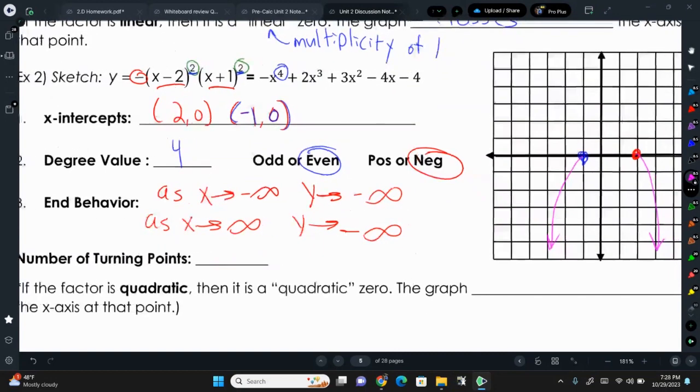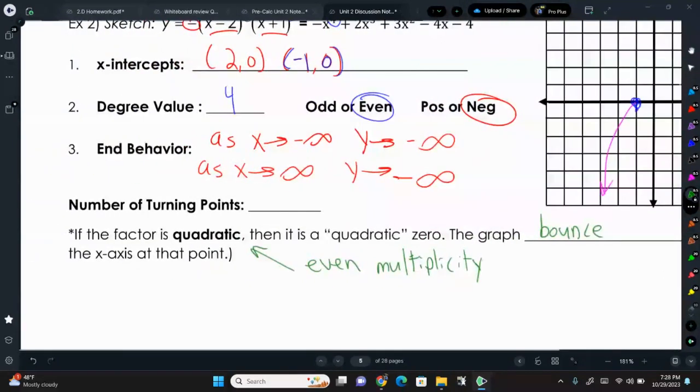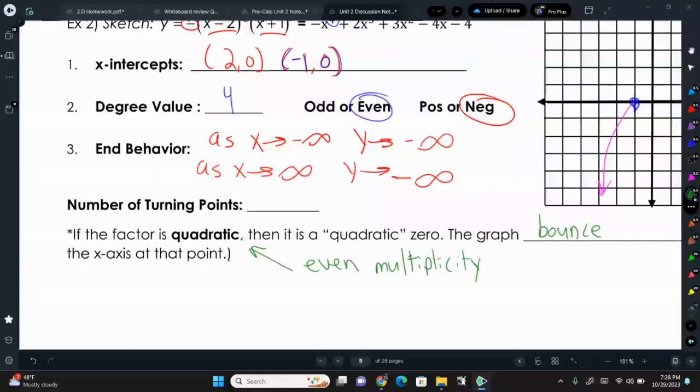Now, before we do the number of turning points, if we have an even multiplicity, so if the factor is quadratic, so even multiplicity, then the graph bounces off the x-axis at that point.